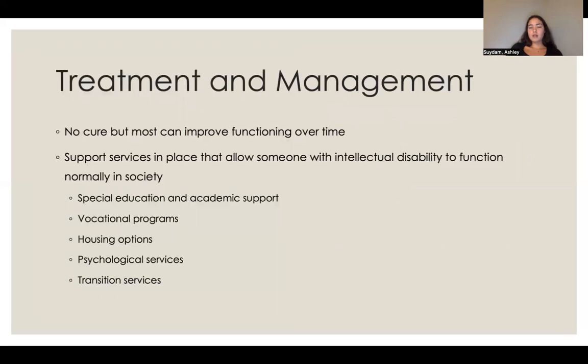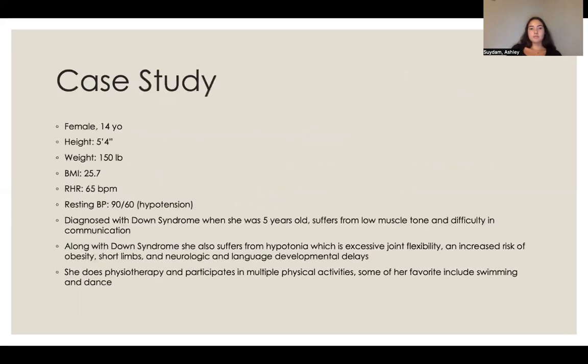Treatment and management: there is currently no cure, but most can improve functioning over time. There are support services in place that allow someone with an intellectual disability to function normally in society. Those include special education and academic support, vocational programs, housing options, psychological services, and transition services.